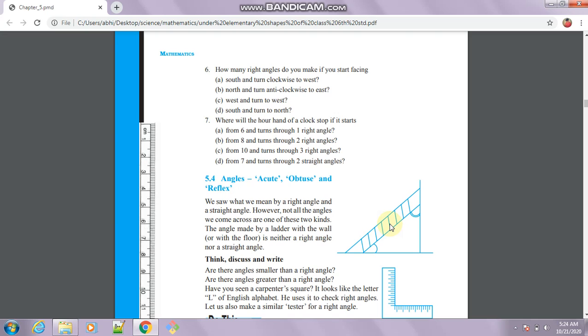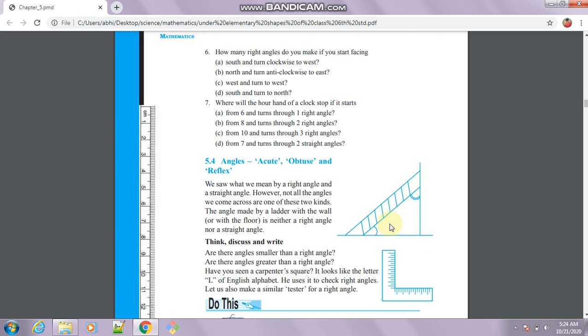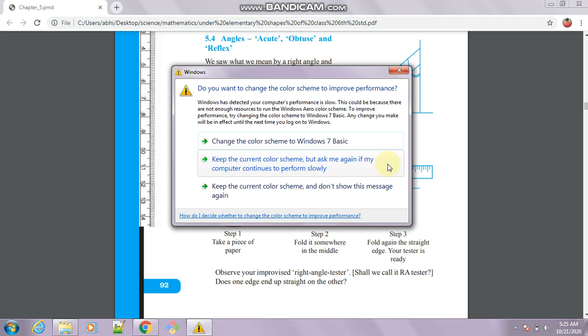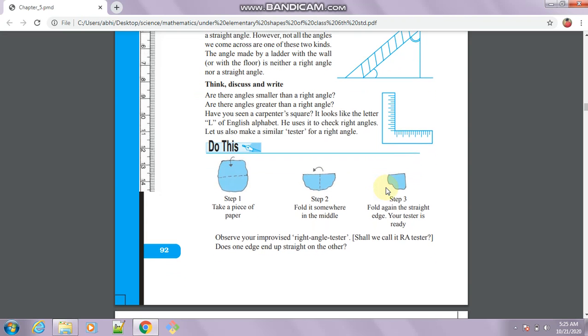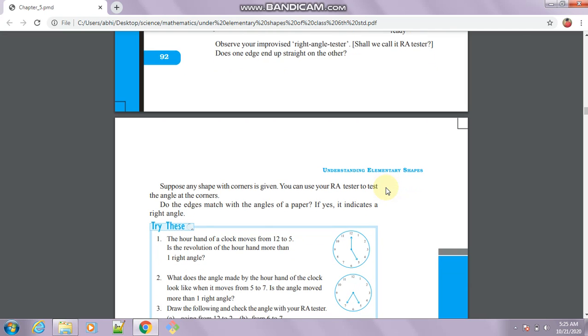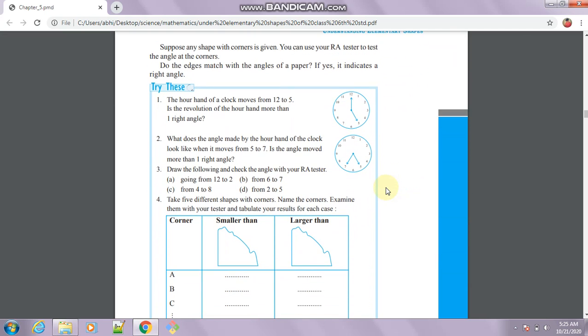So let us discuss what is there in this topic. There are angles smaller than the right angle and angles greater than the right angle. Smaller than the right angle we represent as an acute angle, but greater than the right angle we represent as an obtuse angle. Okay, students, let us study what is in this topic.